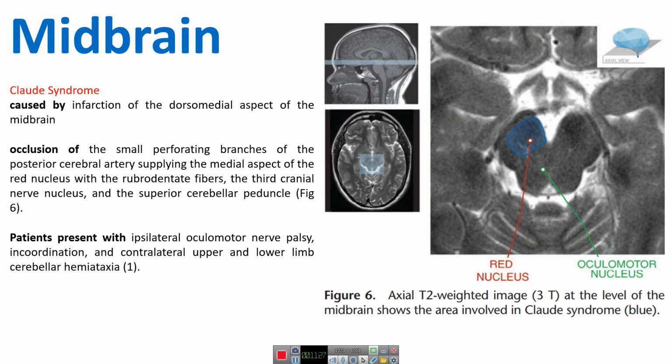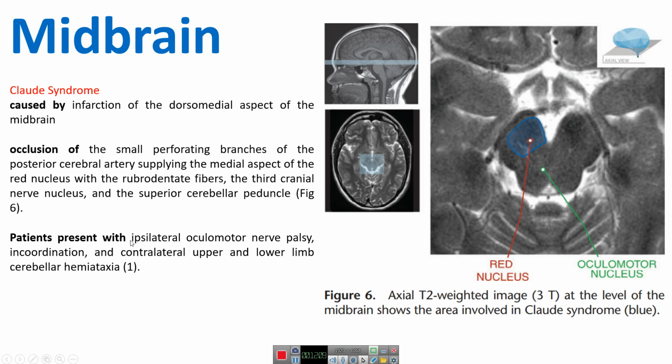The other midbrain syndrome is the Claude syndrome. What is meant by Claude syndrome? It is infarction of the dorsomedial aspect of the midbrain. Affection of the dorsomedial aspect of the midbrain in Claude syndrome is due to involvement of small perforating branches of the posterior cerebral artery, supplying the medial aspect of the red nucleus, the rubrodentate fibers, and the third cranial nerve nucleus, which is the oculomotor nucleus, in addition to the superior cerebellar peduncle.